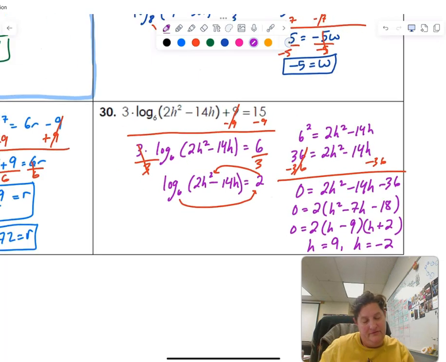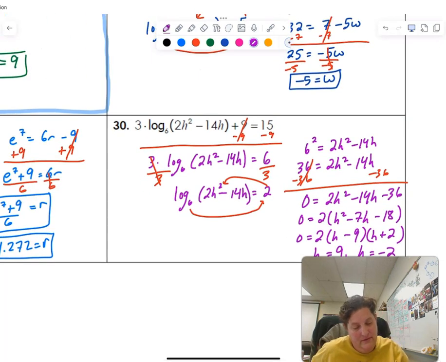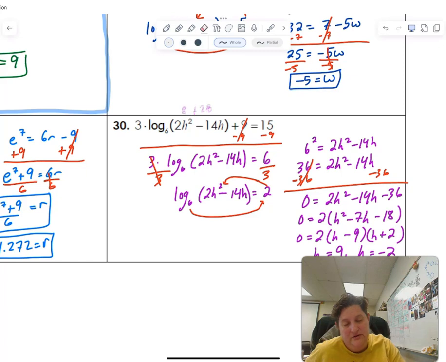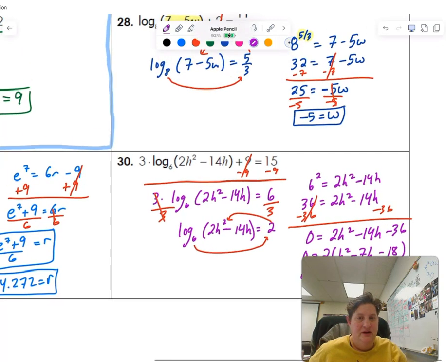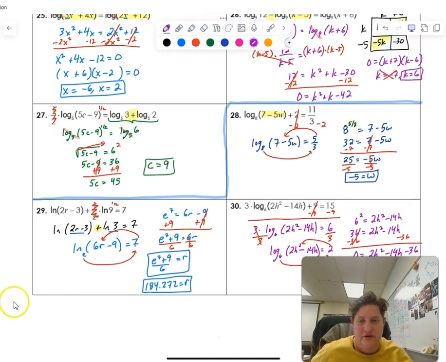The 2 in front we don't have to do anything with. Okay. I'm pretty sure when I put 9 in, it's fine. The negative 2, I need to check. So negative 2 squared is 4 times 2 is 8, and negative 14 times negative 2 is plus 28. So that one's also good, actually. So both of these answers are going to work. All right? So that's finishing up the little logarithm section here.